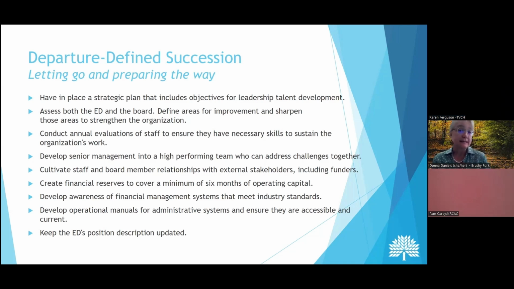There should be those assessments. So, we're saying assess, assess, assess. We keep talking about that, but assess both the executive director and the board, define those areas for improvement, and sharpen those areas so that you're strengthening the organization. We're talking about that assessment, and it is really as much about strengthening the organization as it is strengthening those individuals. If you get a good, strong board and a good, strong executive team, that organization can weather it fine when an ED has to leave.